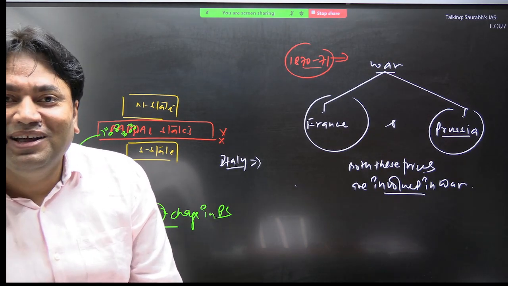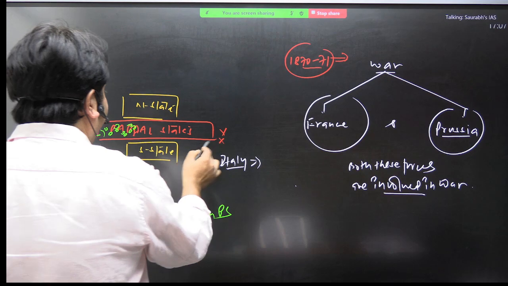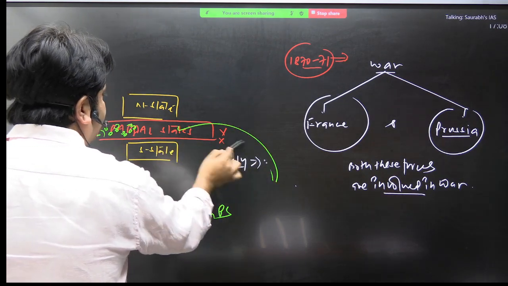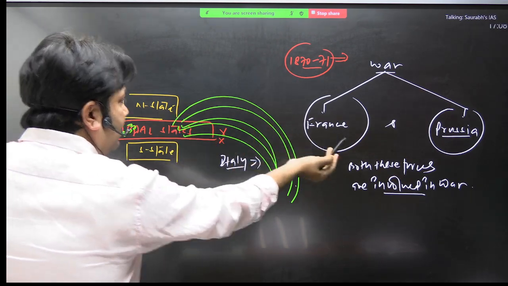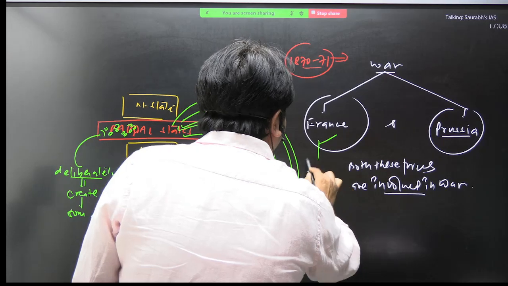Now what will happen? The forces of Italy, Italian forces, will enter papal states in the name of solving those disturbances, and they have already got what? Permission of France.